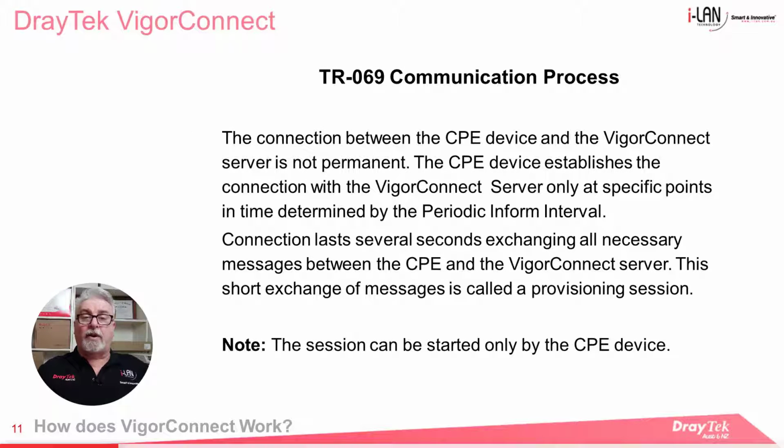In the TR069 communication process, the connection between the CPE device and the VigorConnect server isn't permanent. The CPE device establishes the connection with VigorConnect only at specific points in time determined by the periodic inform interval. It usually lasts several seconds, exchanging all necessary messages between the CPE and the VigorConnect server, and this short exchange of messages is called a provisioning session. A point to note is that the session can only be started by the CPE device.